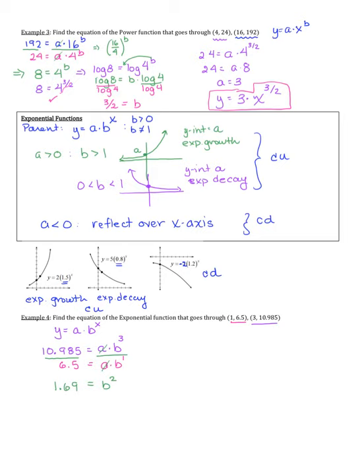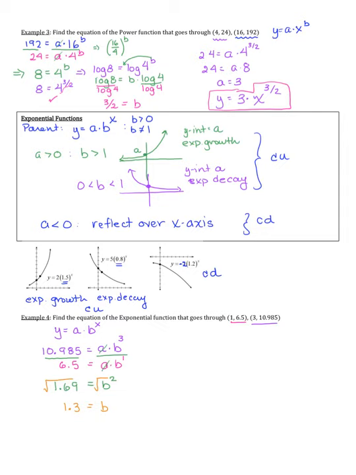And then how do you solve it? Now with these ones, you're not going to do a plus or minus because we want b to always be positive. So you don't have to worry about that aspect of it. You just go ahead and take the square root of both sides. Remember, the square root of 169 is 13. So in this case, b is going to be 1.3, which is kind of nice.